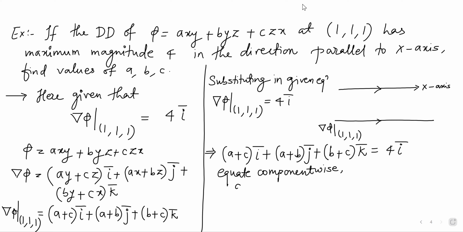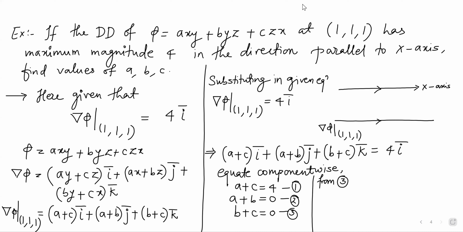So what do we get? a plus c is equal to 4. Second is a plus b is equal to 0 and b plus c is equal to 0. So we have these three equations in three unknowns. From equation 3, put b equal to minus c. Substituting in equation 2, we get a minus c equal to 0. Correct? I'll call this 4.